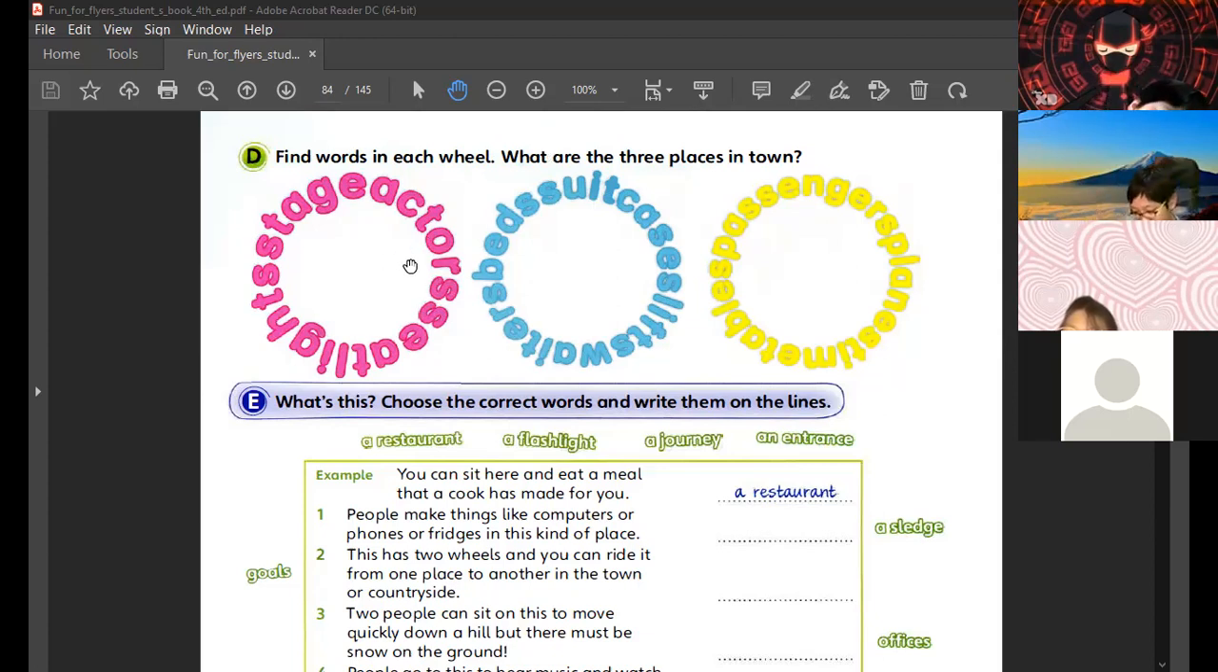What exercise? Again, please. Can you see exercise D? Yeah. Okay, you can see there are 3 circles. Yes, a pink circle, a blue circle, and a yellow circle. In these circles, there are words. First, you have to find the words. What are the words in the pink circle? Type them into a Zoom chat message and send it to me. And also, these words are talking about a place. What is the place the words talk about? Do you understand, Kate?